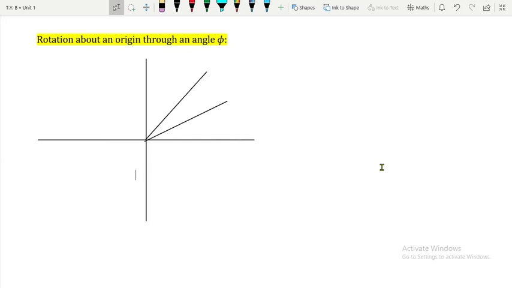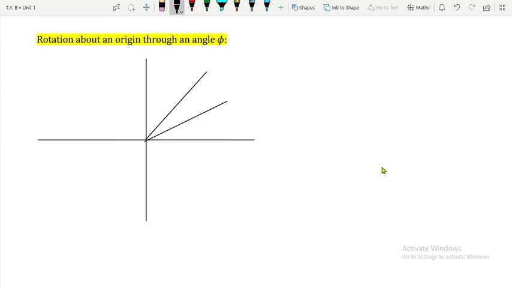Last time we have seen reflection about a line passing through origin and making an angle theta with positive x-axis. So in today's class we are discussing rotation about an origin through an angle phi. So over here we are going to focus on polar coordinates. So you should know polar coordinates. So what are our polar coordinates? x is equal to r cos theta, y is equal to r sin theta, where r is the modulus and theta is the angle made by the vector with the positive x-axis.